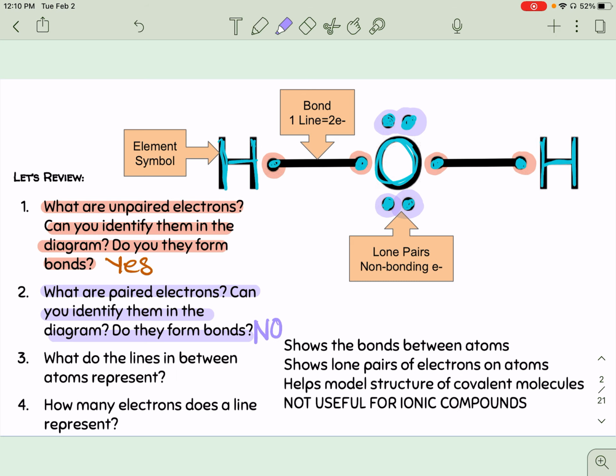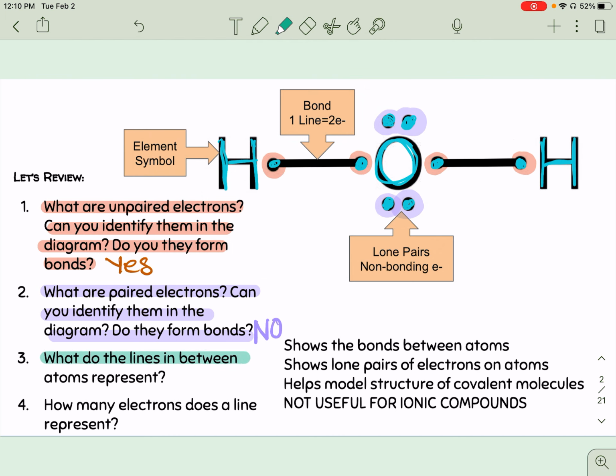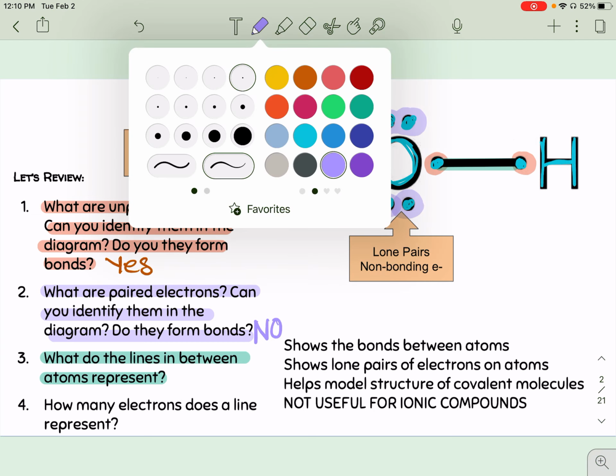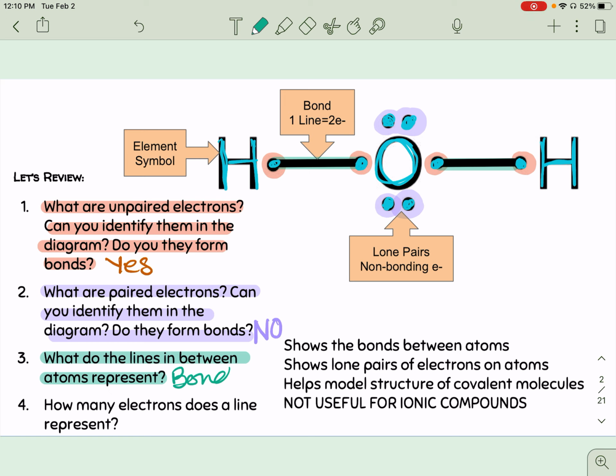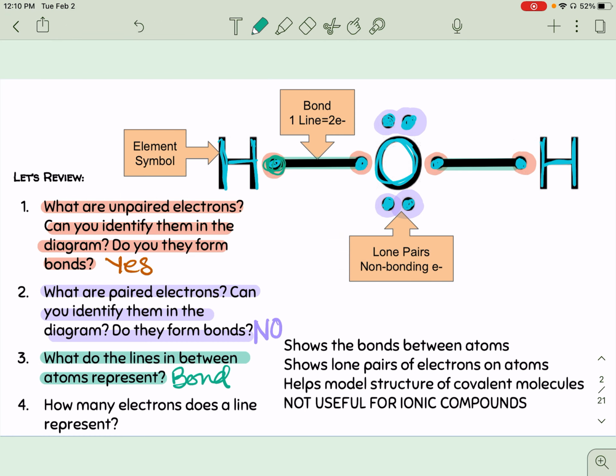Then the third question asks, what do the lines in between the atoms represent? So let's do a green. That would be talking about these lines. And those are bonds, right? We see it right there. So the lines are bonds. And then how many electrons does a line represent? If we look back at that, the line represents 2 electrons. 1 electron here, 1 electron here. So that's going to be 2 electrons, one coming from each that's being shared. And we saw this in our Gizmo last week.